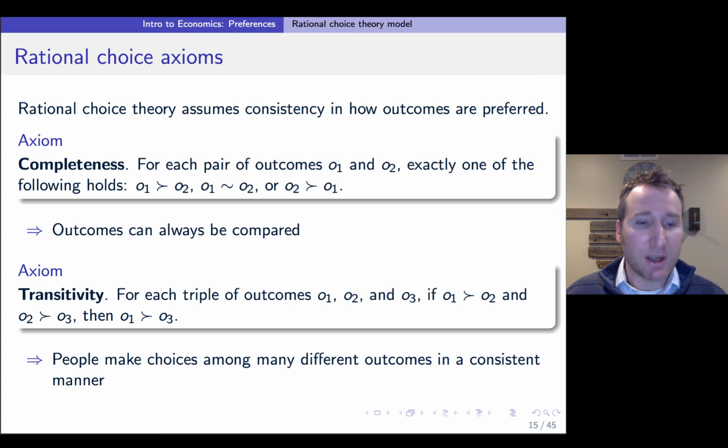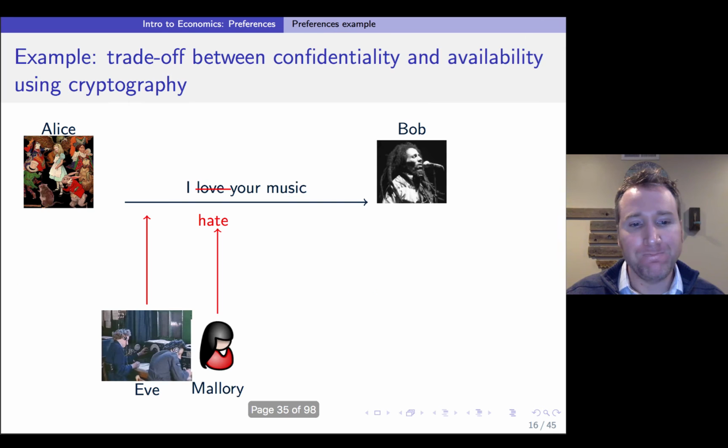Now, the second axiom is transitivity. So let's say you have three outcomes, O1 through O3. If you prefer outcome 1 to outcome 2 and outcome 2 to outcome 3, then you also prefer outcome 1 to outcome 3. So this is just requiring consistency across multiple decision preferences. So that's it. Those are the fundamental axioms, and then we can start building our model of rationality from there.